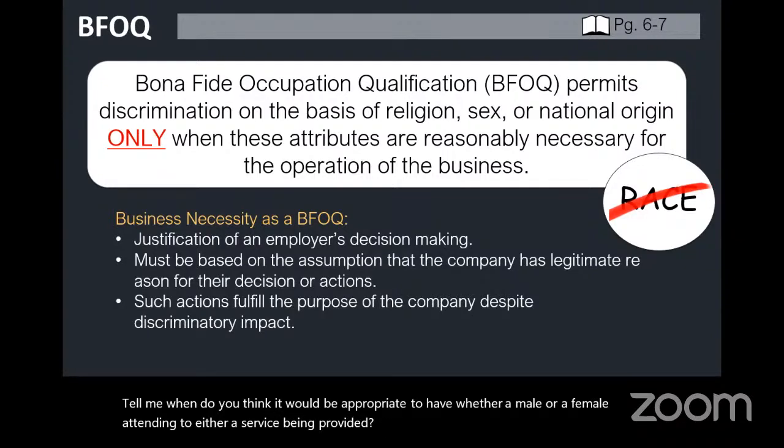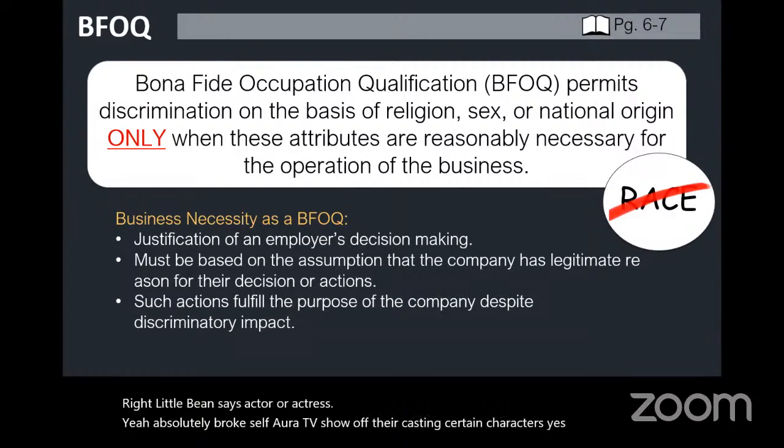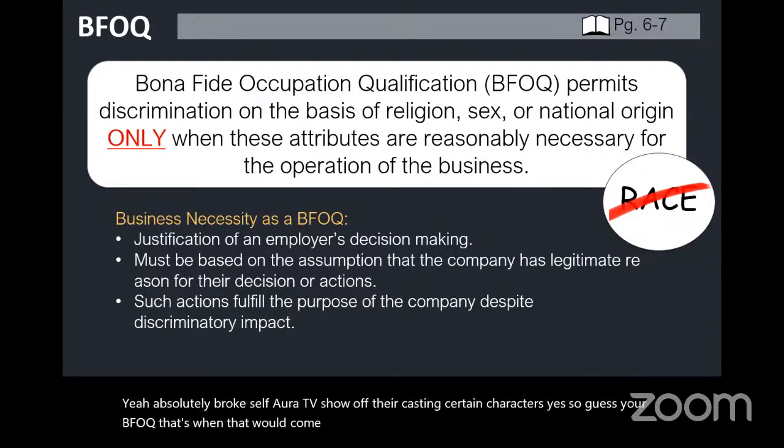Right, Ludovine says actor or actress. Yeah, absolutely, Brooke. So for a TV show, if they're casting certain characters, yes. That's your BFOQ. That's when that would come into play.